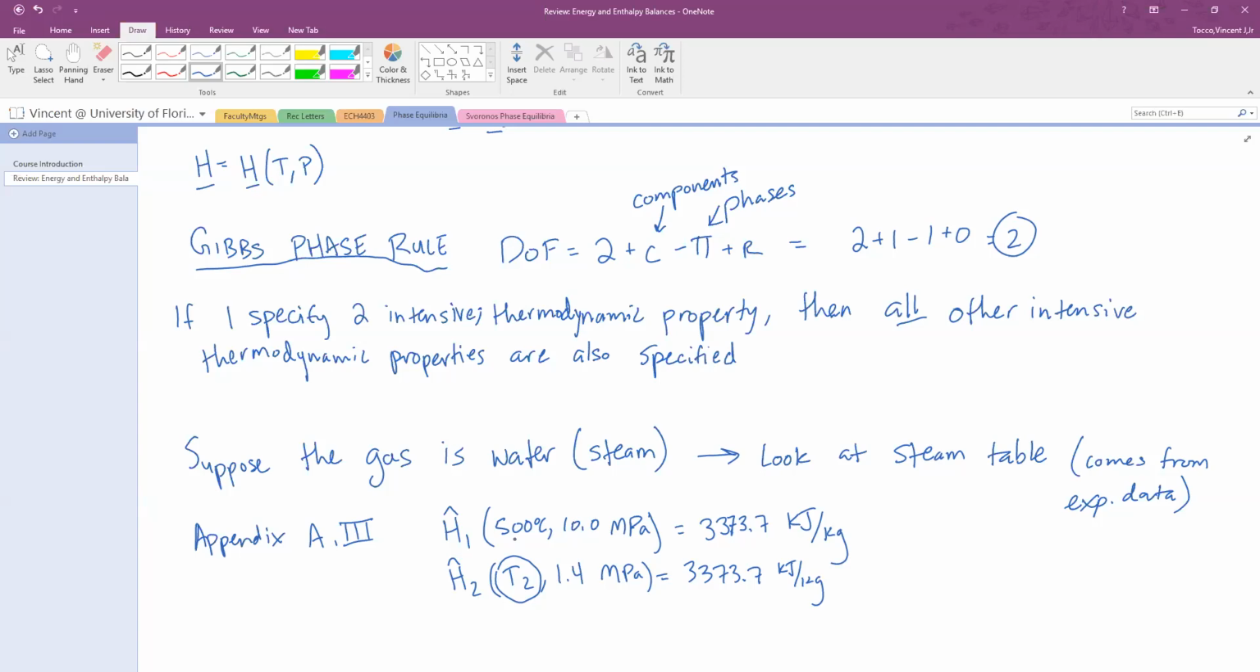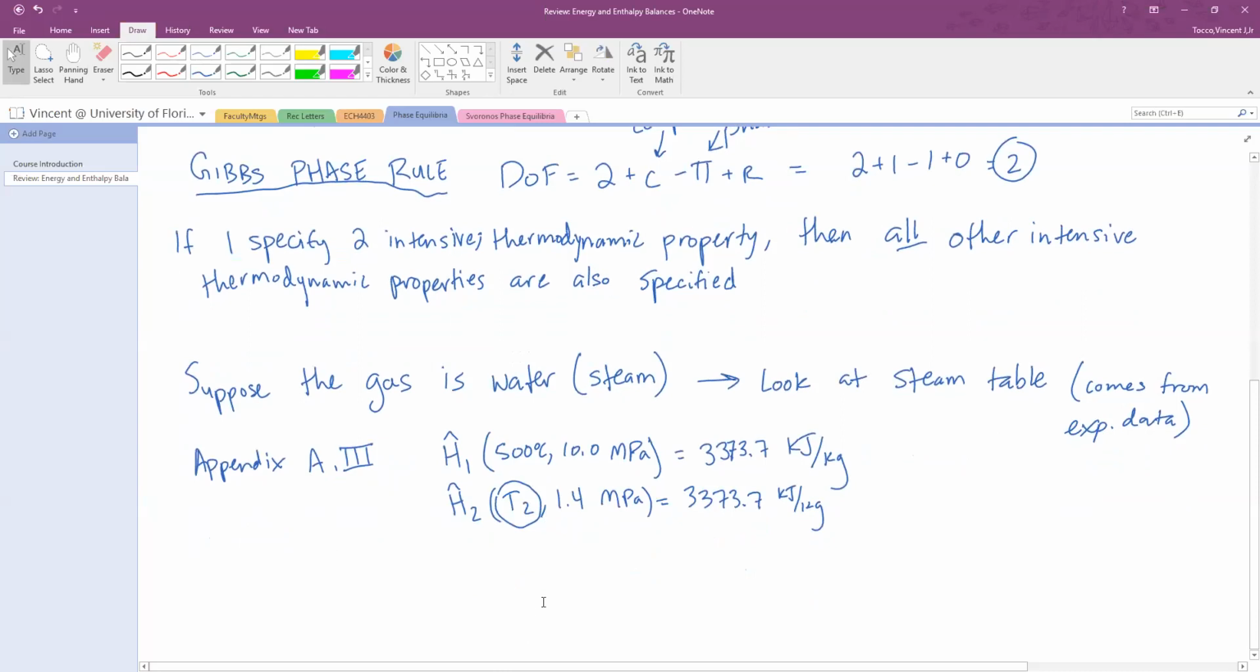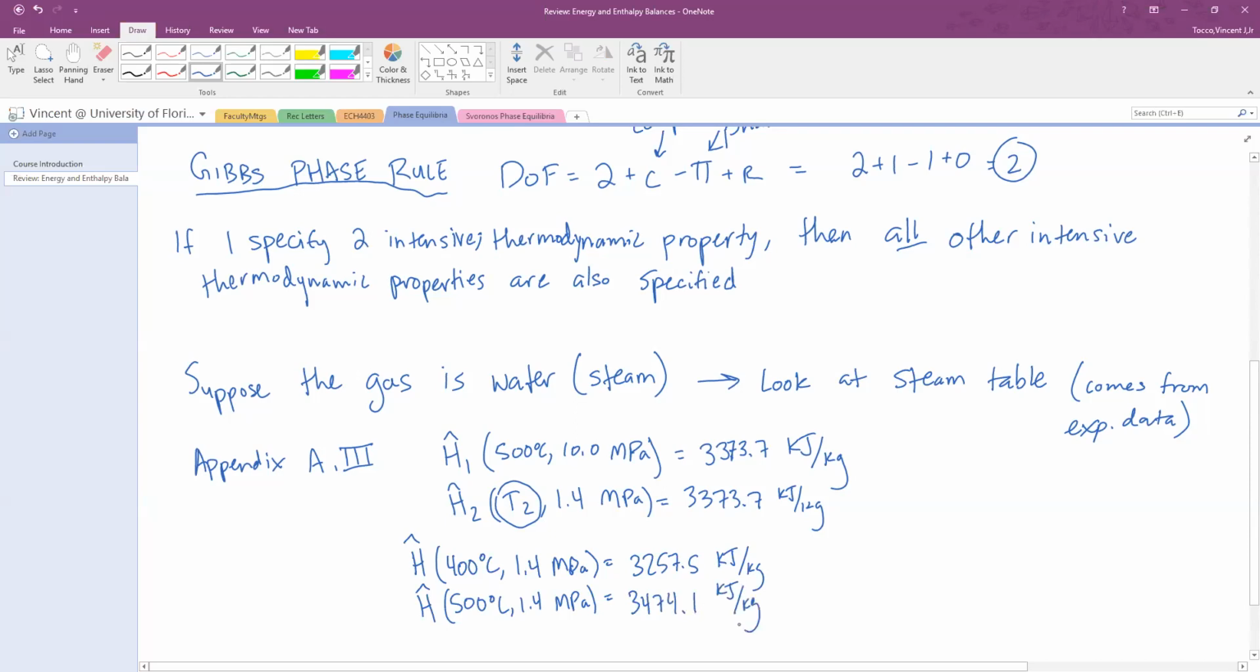3373.7 will fall somewhere in between two data points. So I have two options here. I have H hat for a T of 400 C and 1.4 megapascals is equal to 3257.5. So verify this again yourself, kilojoules per kilogram. And I have one other data point that says H hat of 500 C, 1.4 megapascals is equal to 3474.1 kilojoules per kilogram. So what do I do now?